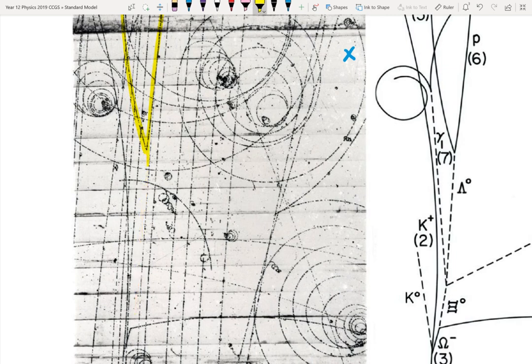And if you can just see what I'm doing, I'm going to highlight this particle over here on our diagram. That was our lambda naught. Okay? Now the key thing with bubble chambers is neutral particles don't leave any tracks because they are not losing any energy to the liquid hydrogen. Okay? So it turns out we had a lambda naught.